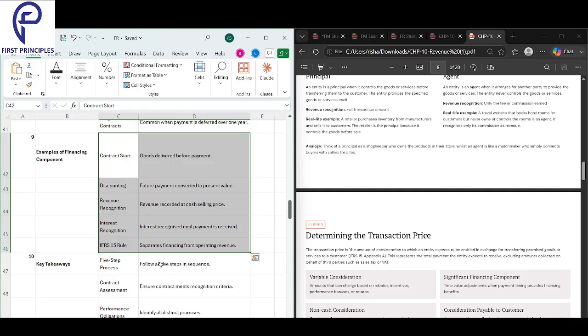And finally, IFRS 15 rule, sales revenue and interest income must be separate.